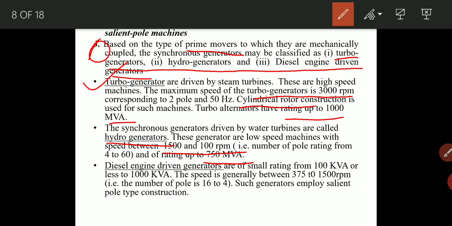Then third, the diesel engine driven generator. Its rating is 100 kVA or less than 1000 kVA and speed is about 375 to 1500 rpm, and such generators employ salient pole type construction.